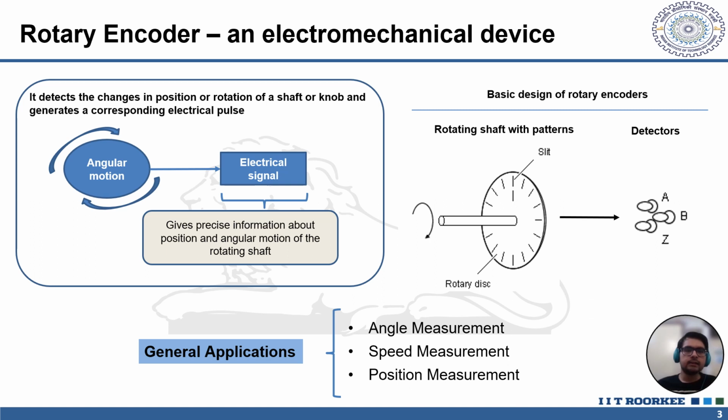A rotary encoder is an electromechanical device that detects changes in angular motion to create a corresponding electrical signal. The setup is so designed that it gives precise information of the position and angular motion of the rotating shaft. Hence, a very basic requirement of this setup will be a rotating shaft with patterns and a detector to detect the same. This is also depicted in the slide. In general, it can be visualized that they are used for angular measurement, speed measurement, and position measurement. For these purposes, rotary encoders find their application in a wide range of industries.